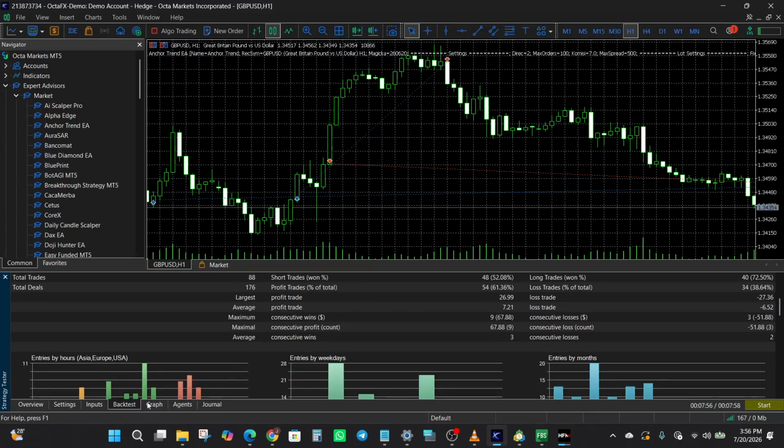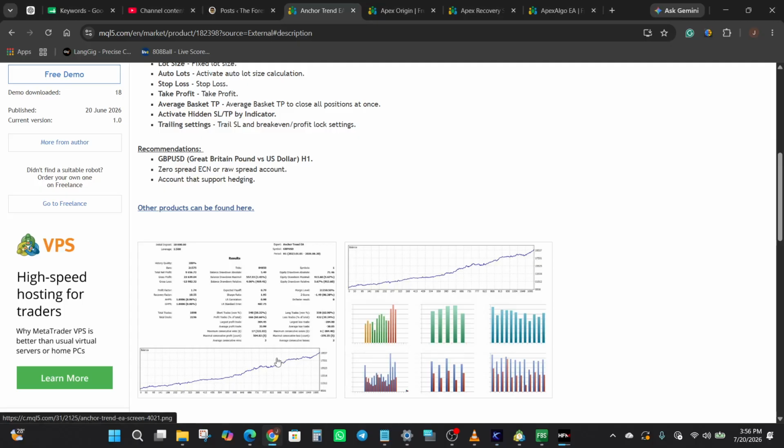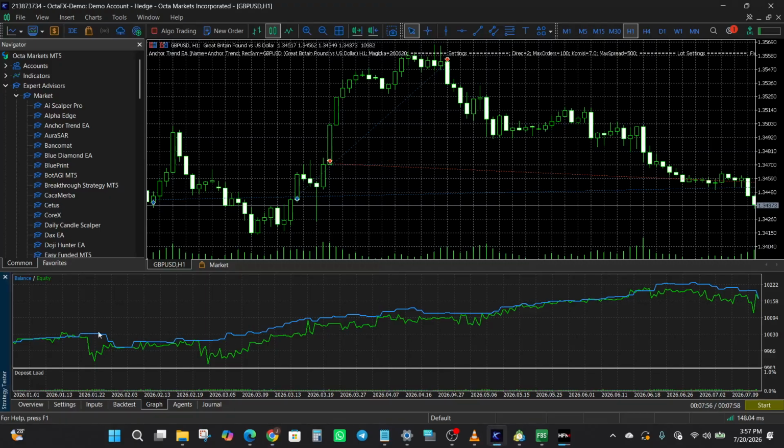Okay, let's briefly look at the graph. So here we can see the balance and equity curve being displayed here. All right, so we can see that the equity was almost always below the balance. So that means that there was almost always floating loss. When we look at the result displayed here, you can see that it was only balance curve shown. Equity curve was not shown. But here, from the test I conducted, you can see both the balance and equity, and the equity was almost always below the balance.